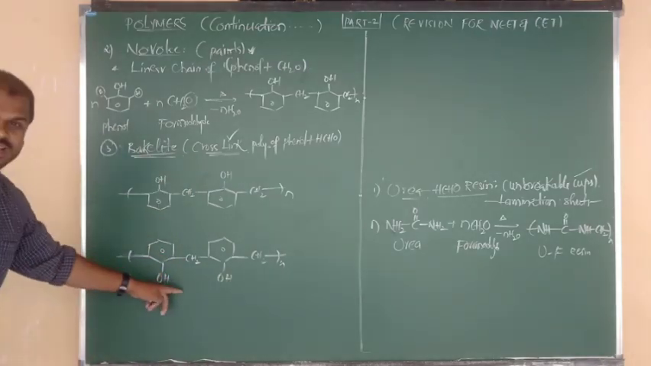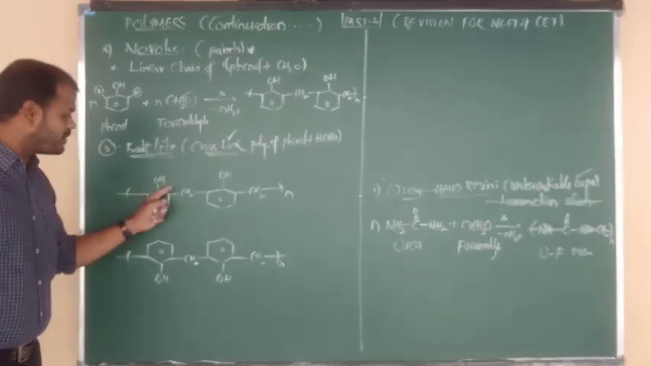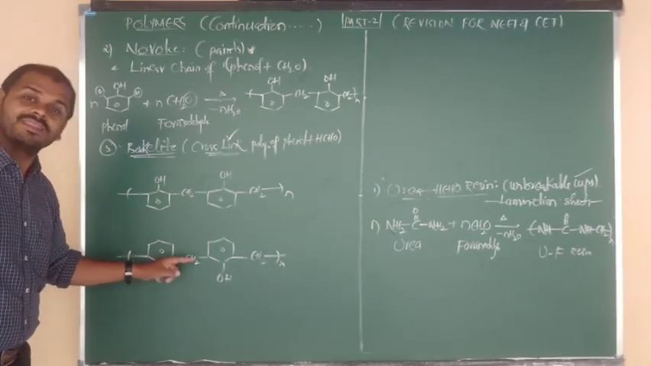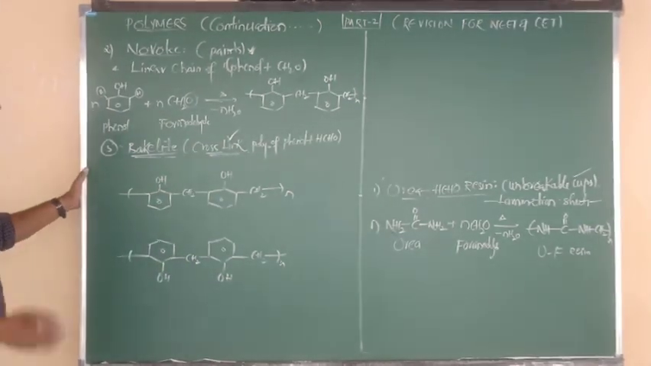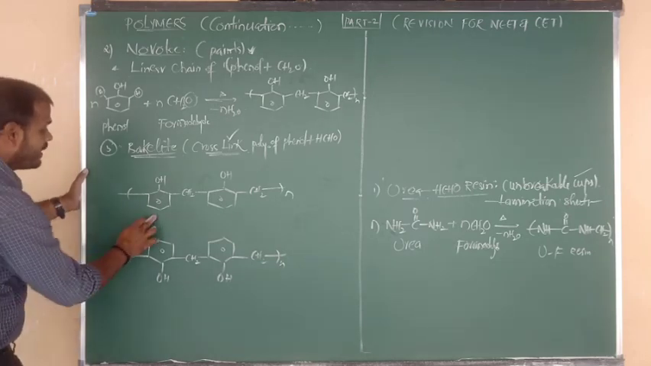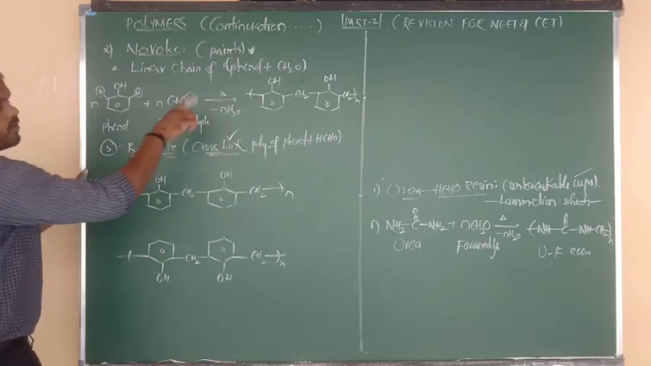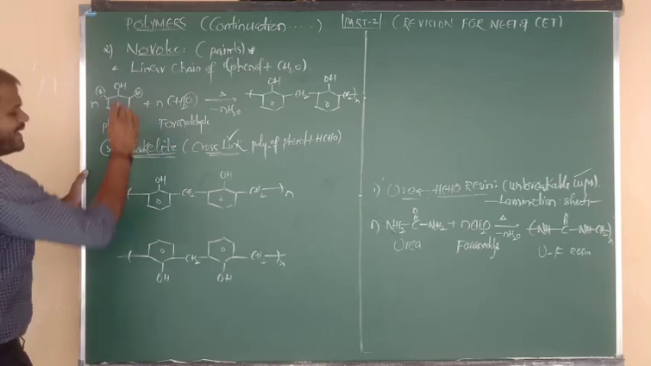So how many Novolac forms are there? Two linear forms. Now the two linear polymer chains are connected by cross links. The cross link is again made using formaldehyde: from here H, from here H, and from here O, removed in the form of water molecule. Remaining is CH2.